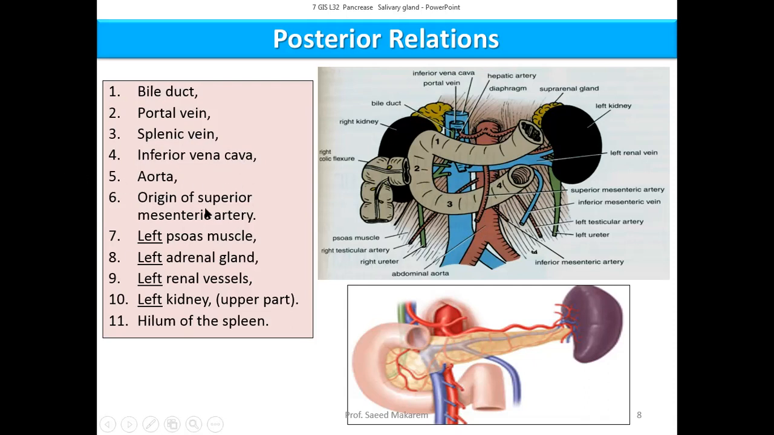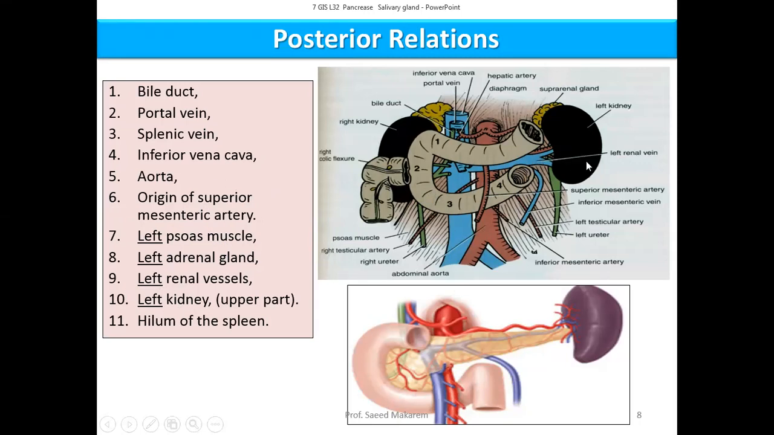Then coming to the origin of the superior mesenteric artery. Okay, if you see here, there is a superior mesenteric artery coming here. Also, you can see this is the superior mesenteric artery, which is the origin. So, origin of the superior mesenteric artery will also be posterior related. Then the left psoas muscle as well as the left adrenal. So, here is the psoas major muscle. So it will be the left psoas, which is posterior, as well as the left adrenal gland, the suprarenal gland, as well as the left renal vessels. So if you see here, the renal vein, renal artery, okay, left side.